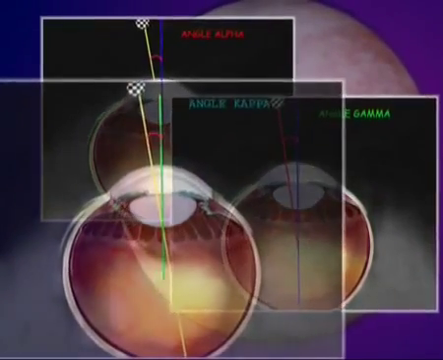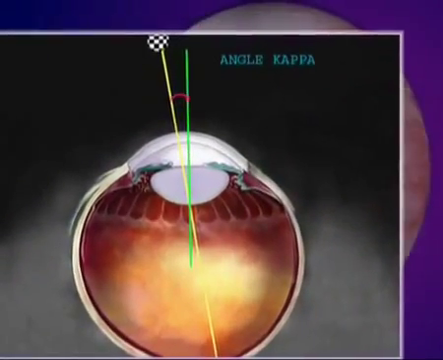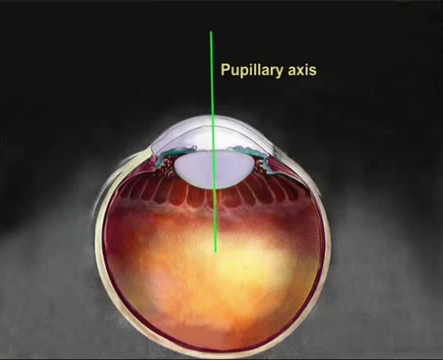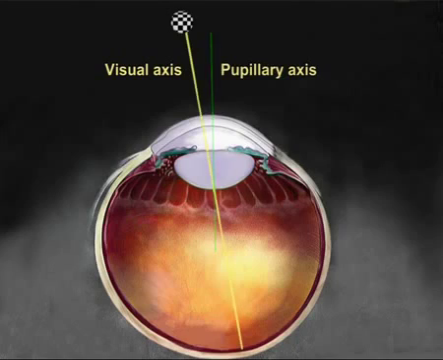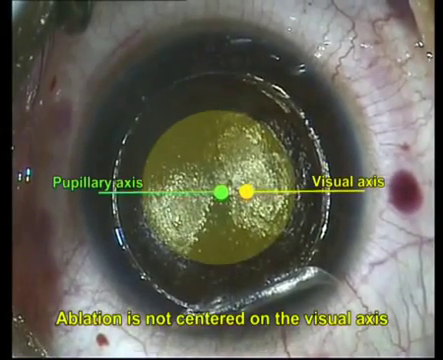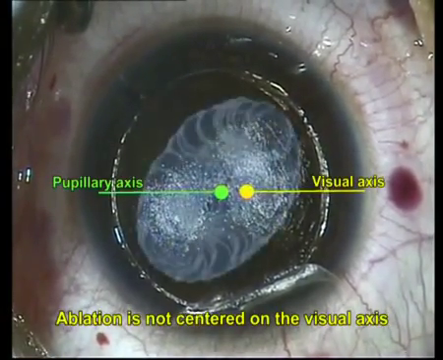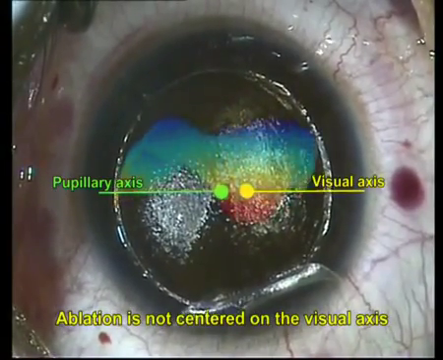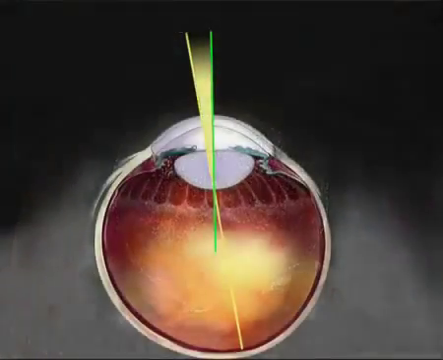Angle kappa is the angle between the visual axis and the pupillary axis. It is clinically very important to the refractive surgeon as patients, especially hyperopes, have a large angle kappa, and the center of the pupil is thus no longer the point through which a fovea-centric ray of light passes. Thus, any treatment that is performed centered on the pupil results in a decentered ablation. This effect is more pronounced with corrections for astigmatism and higher order aberrations if angle kappa is not compensated for.